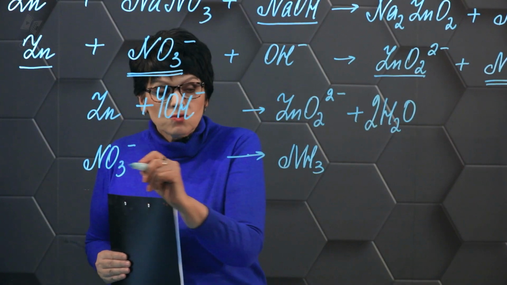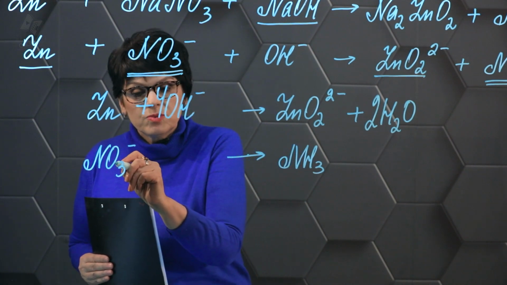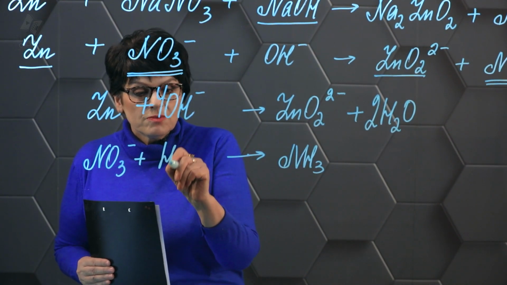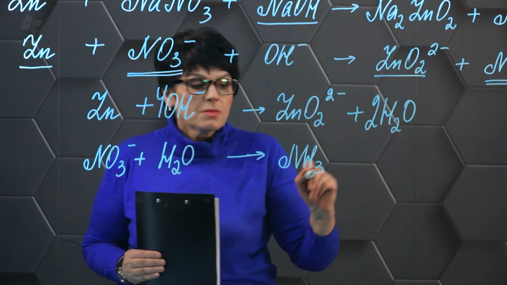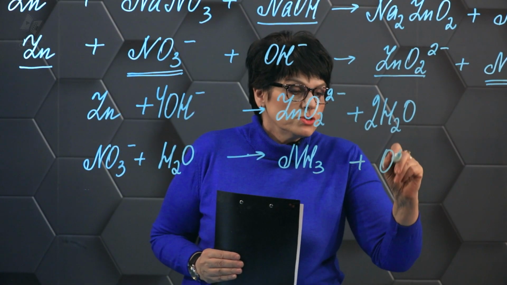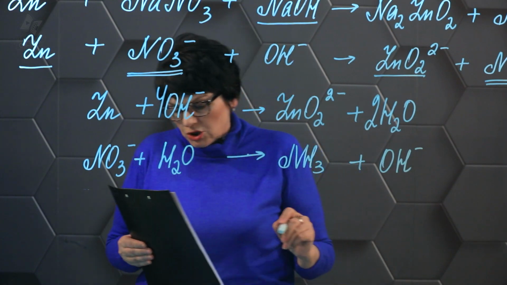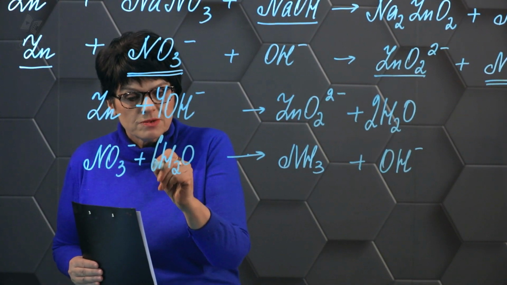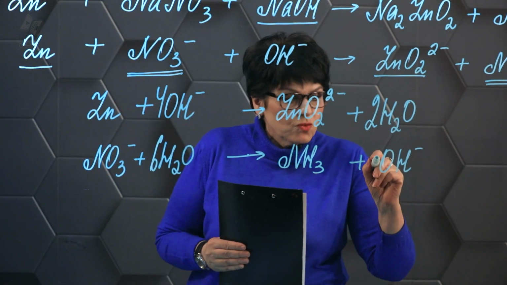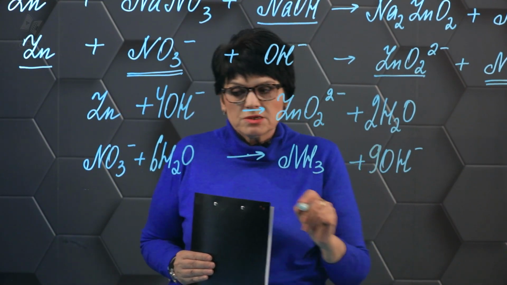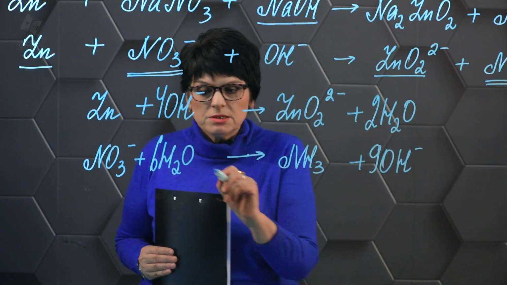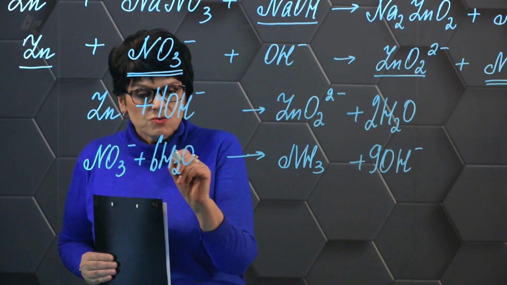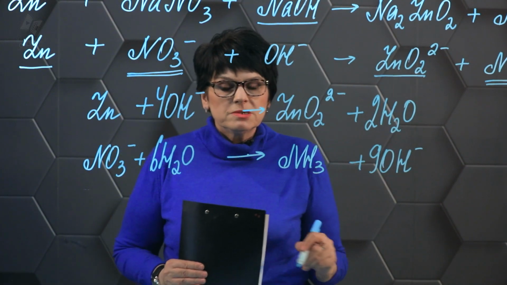In the second half reaction, we need to remove the oxygen, and therefore this is done by adding water. And on the right hand side will be the ionic OH. To equilibrate here, we need to put a factor of 6 in front of the water formula and a factor of 9 in front of the OH formula. Let's check. Nitrogen 1, 1. Hydrogen 12, and here 12, oxygen 9, and on the right side 9.